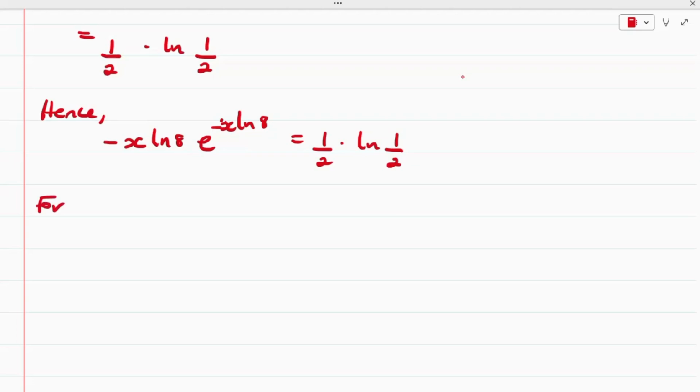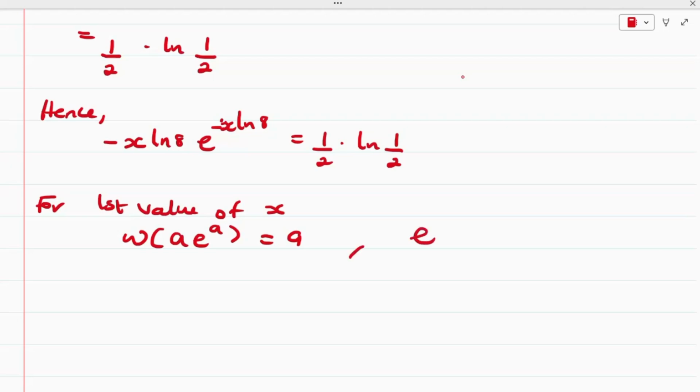So for us to be able to get the first value of x, all we have to do right here is to apply the Lambert W function that says W(a e^a) is equal to a. So from this property, we know that e raised to the power of ln of a is equal to a, right? So we want to simply apply this to the right hand side of this equation. So e raised to the power of ln of 1 over 2 is equal to 1 over 2. So in place of 1 over 2, we want to put e raised to the power of ln of 1 over 2. Now we are doing this to make sure that the right hand side of the equation corresponds with the Lambert W function.